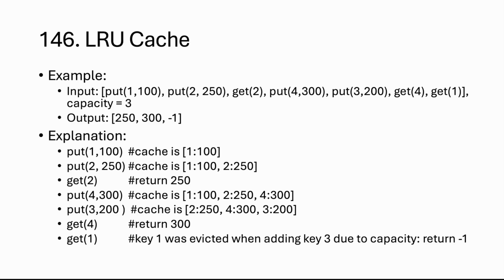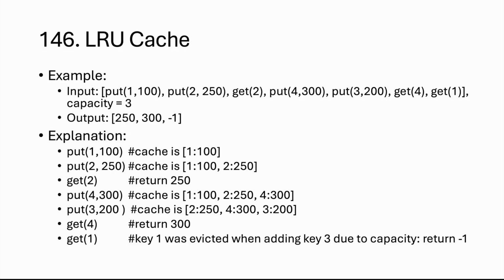Let's look at an example here. Put 1 100, put 2 250. The cache is 1 100, 2 250. Get 2, return 250. Put 4 300. Cache is 1 100, 2 250, 4 300. Put 3 200. Cache is 2 250, 4 300, 3 200.